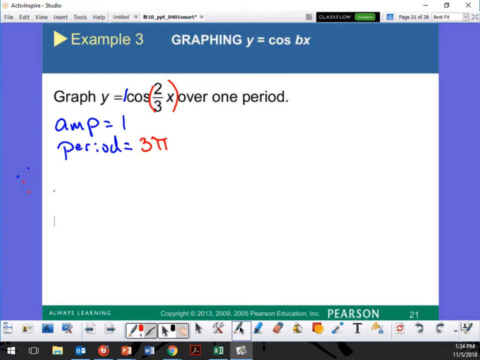Pi over 2. Look at the unit circle. Where does the unit circle start? Everyone, put your finger on where the unit circle starts. Where does the unit circle start? 0. Thank you.